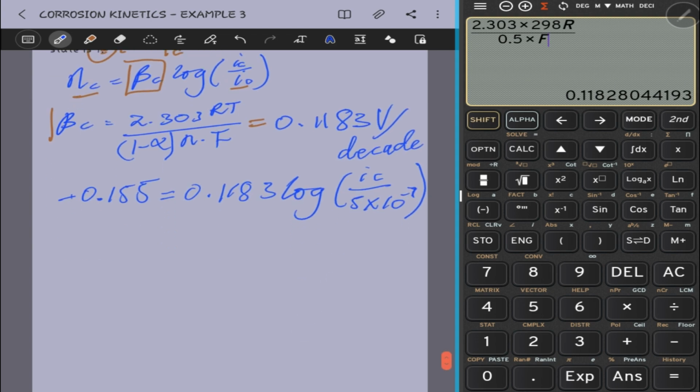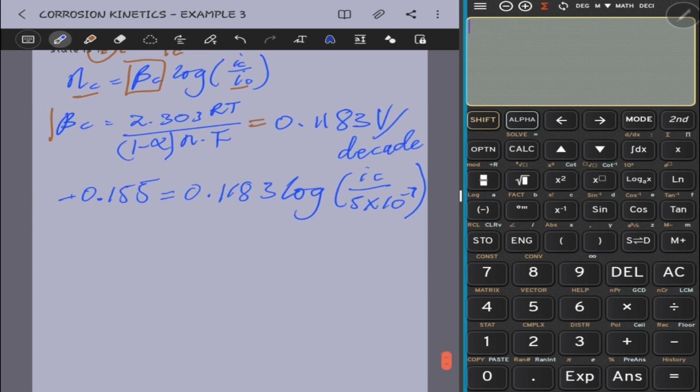So we'll be able to find our cathodic current density. We have minus 0.155 equals 0.1183 log of the current density we're trying to find over 5 times 10 to the power minus 7. So let's see what we are getting for that.